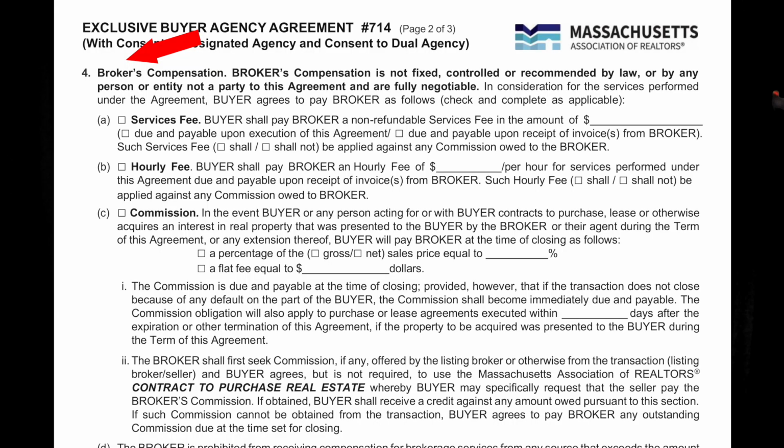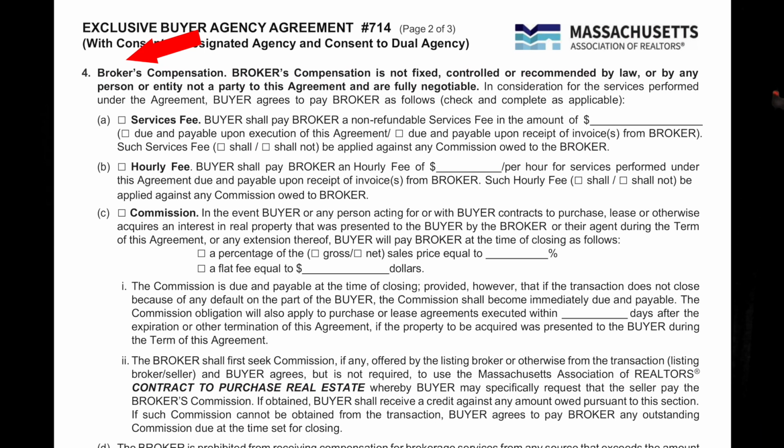All right, so let's get into broker compensation. So we have a couple of options here, but let's start from the top. So we have here, broker's compensation is not fixed, controlled, or recommended by law or by any person or entity not a party to this agreement, and are fully negotiable. In consideration for the services performed under this agreement, buyer agrees to pay broker as follows.